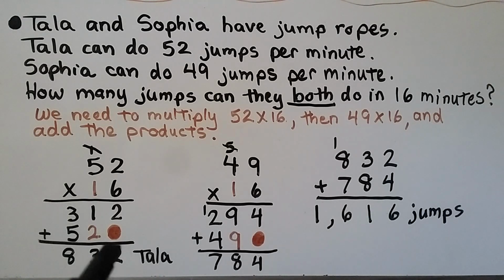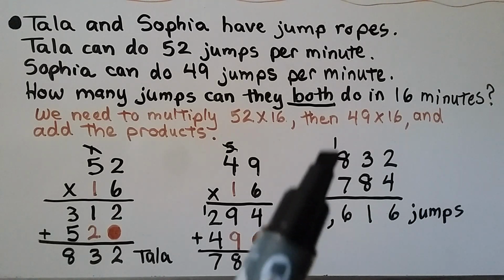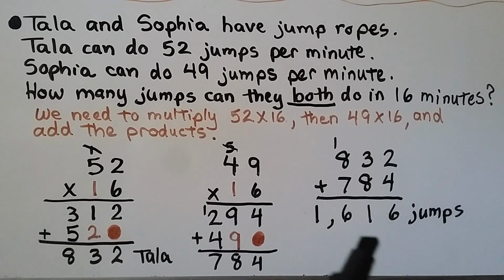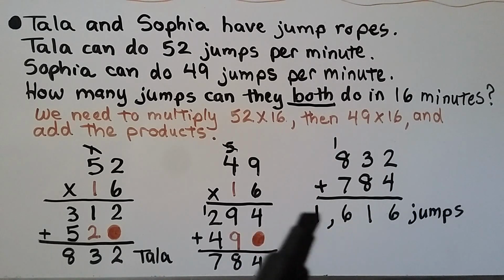Now we're going to add Tala's and Sophia's together. We have 832 plus 784. We have a 6. On 11, we regroup the 1 and put the 1 down. We have 16. We have 1,616 jumps for both of them in 16 minutes.